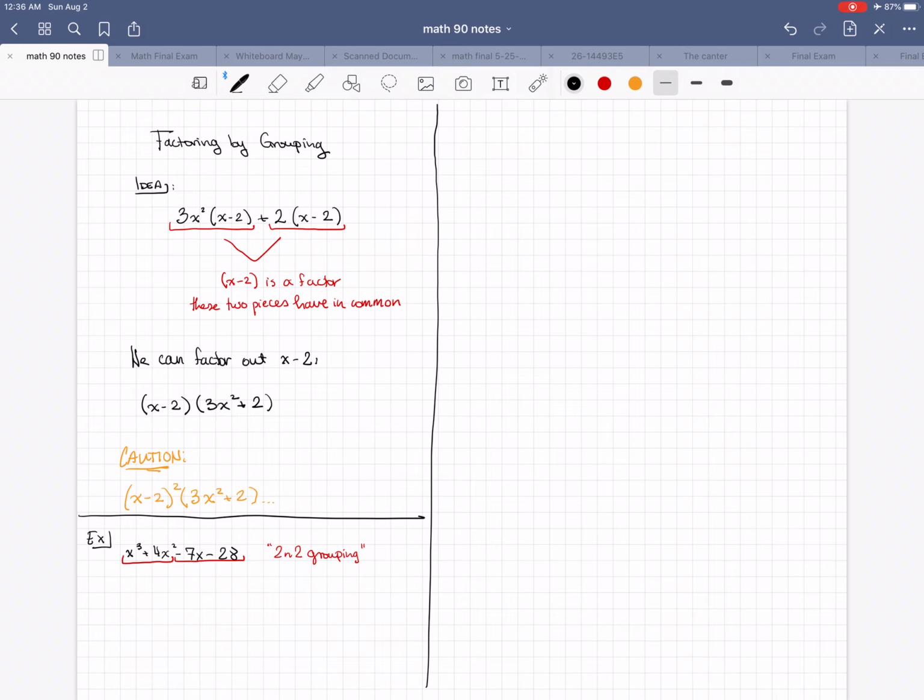Okay, so check it out. If I'm looking at this first group, what do I see? Well, I see x cubed and 4x squared. They both have an x squared in them. So I'm going to factor that x squared out. So x squared times what makes x cubed? That's x. x squared times what makes plus 4x squared? That's plus 4. So the first group factored into x squared times x plus 4.